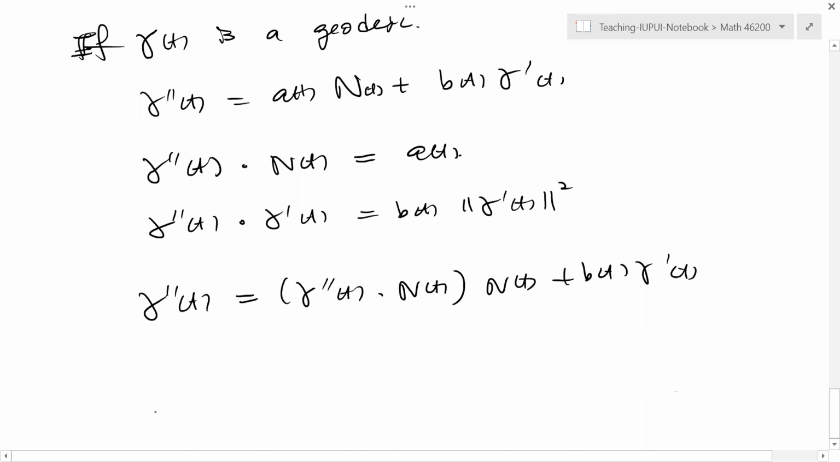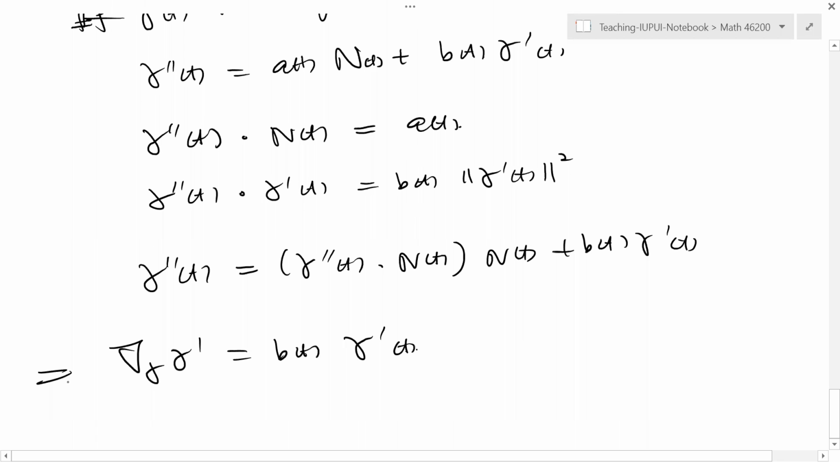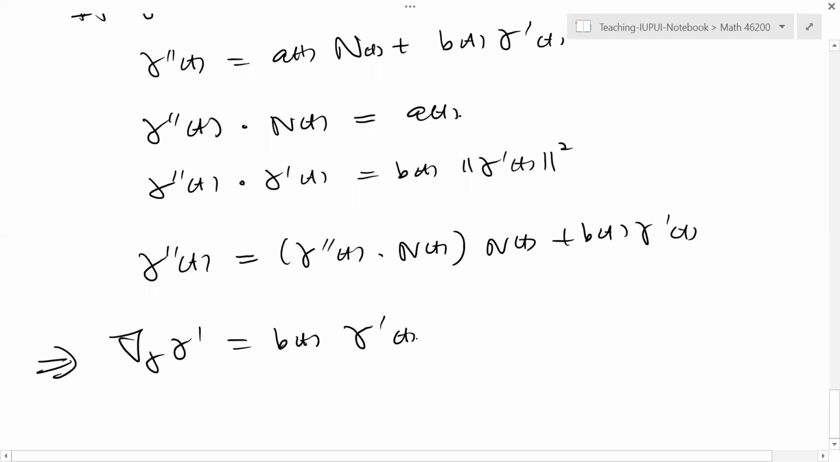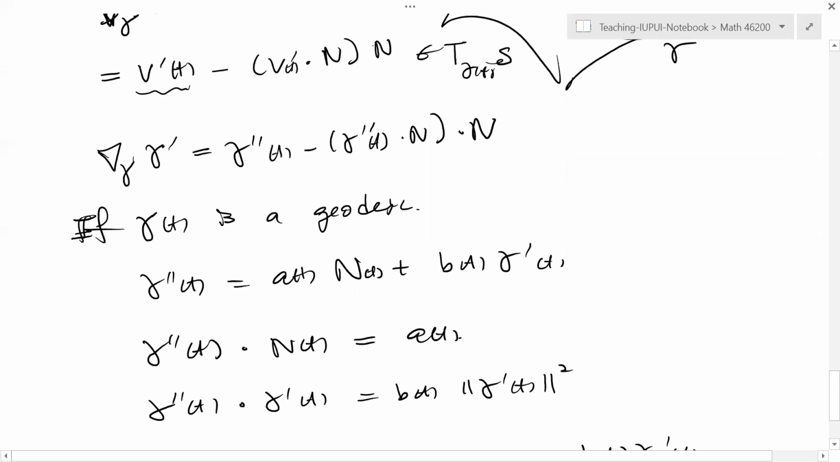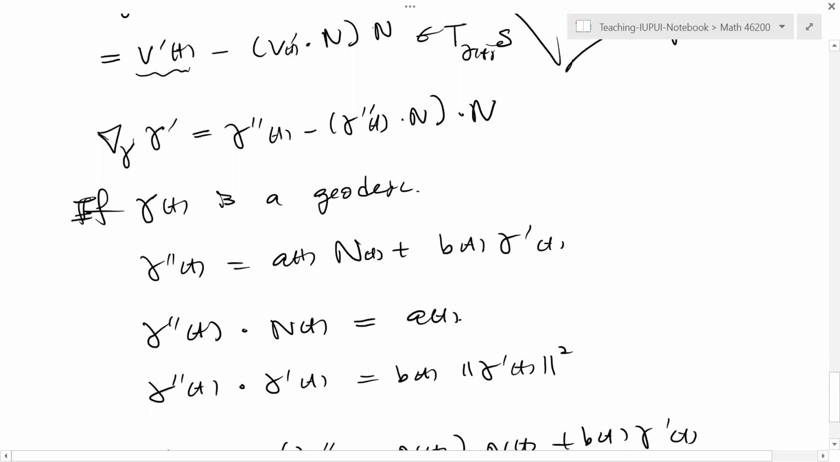So for the geodesic, you have this property: the derivative of the vector field along the geodesic is in this form. Now conversely, maybe this is also true. If we have a curve whose derivative is in this form, then it is a geodesic. Can you prove that it must be in this form?